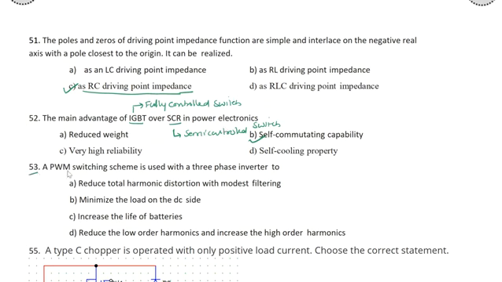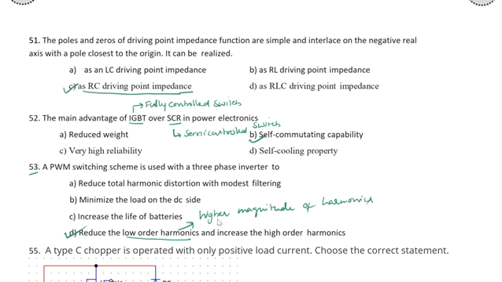Okay, next one. A PWM switching scheme is used with a three-phase inverter to reduce the total harmonic distortion. Tell me the answer for this question. Minimize the load on the DC side, increase the life of the batteries, reduce the lower order harmonics, and increase the higher order harmonics. So D is the right answer. Why? Because the lower order harmonics will have higher magnitude of disturbance, which is very difficult to filter out.